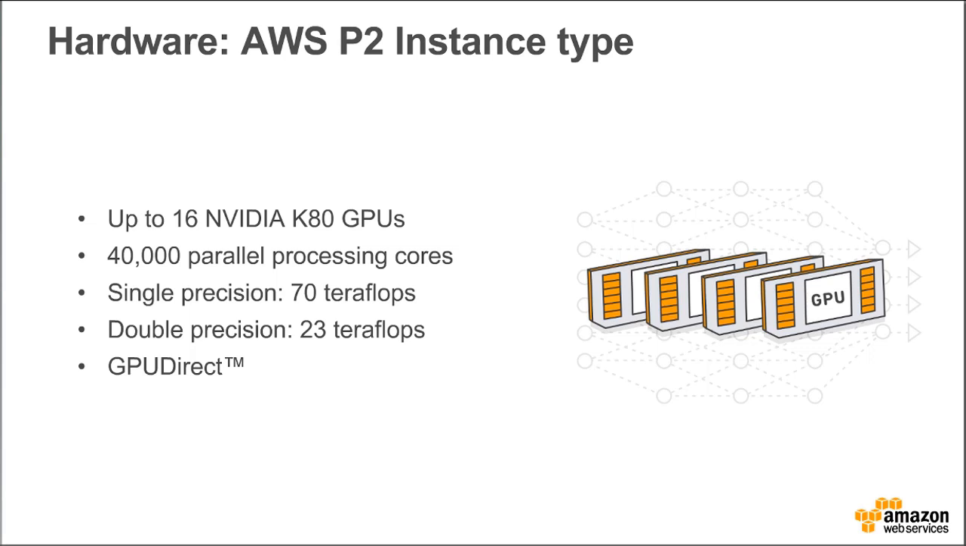40,000 parallel processing cores, 70 teraflops of single precision floating point performance, and over 23 teraflops of double precision floating point performance. P2 instances also offer GPU Direct, a peer-to-peer GPU communication protocol, with capabilities for up to 16 GPUs, so that multiple GPUs can work together within a single host.